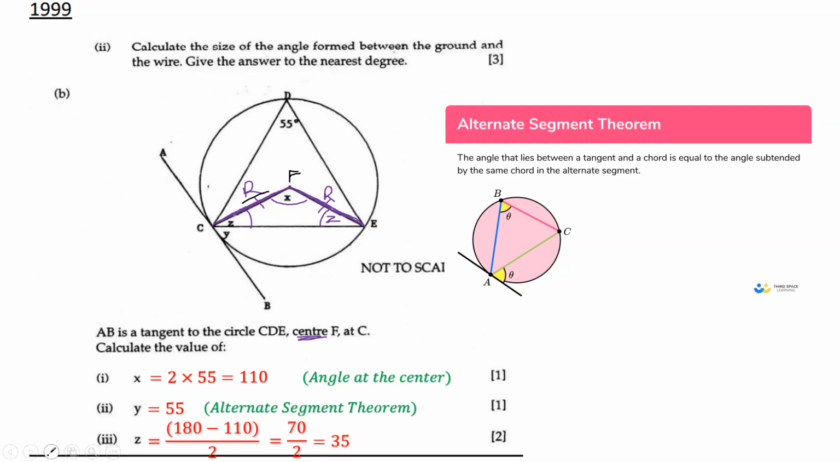Okay. The reason why we divided by 2 is because we're splitting it evenly, because this side needs to get 35 and this side also needs to get 35. And so angles in the triangle add up to 180 because Z is 35, that's 35, and this one is 110. And so 110 plus 35 plus 35 is going to be equal to 180 degrees.